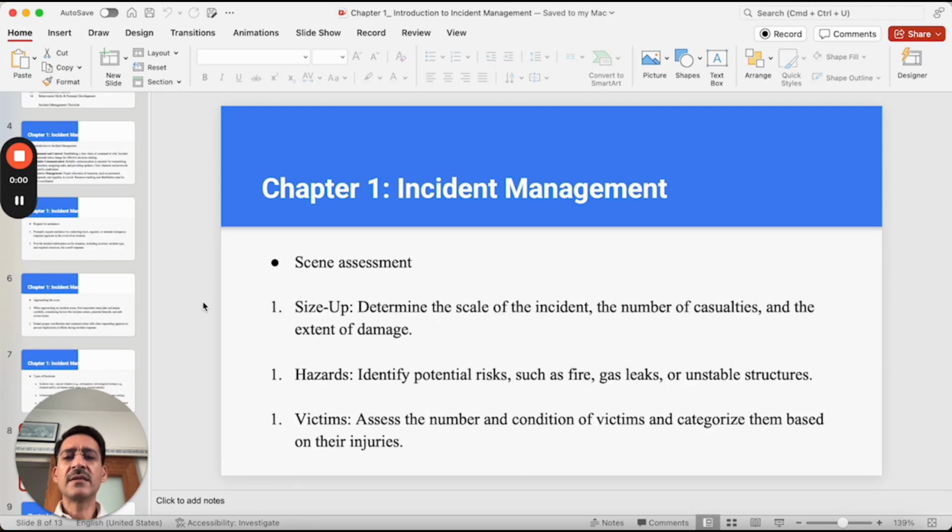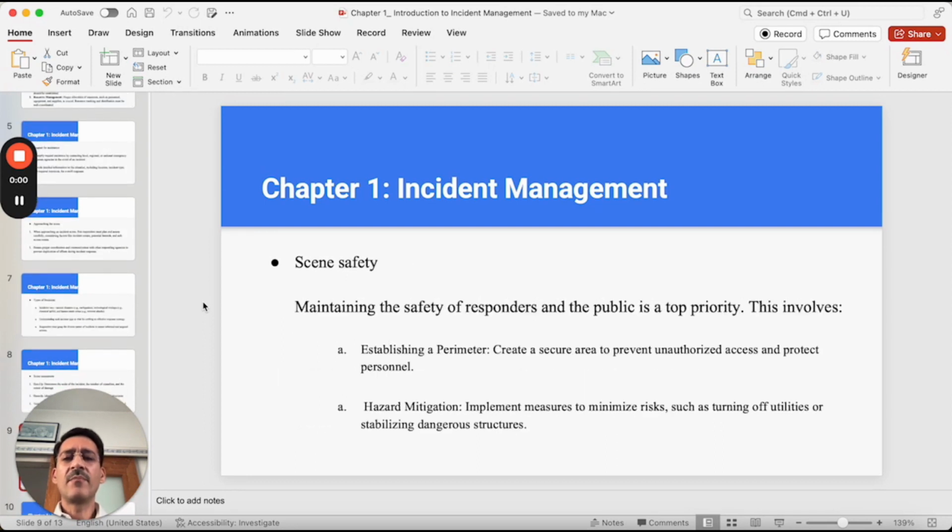Scene assessment. Size up. Determine the scale of the incident, the number of casualties, and the extent of damage. Hazards. Identify potential risks such as fire, gas leaks, or unstable structures. Victims. Assess the number and condition of victims and categorize them based on their injuries.